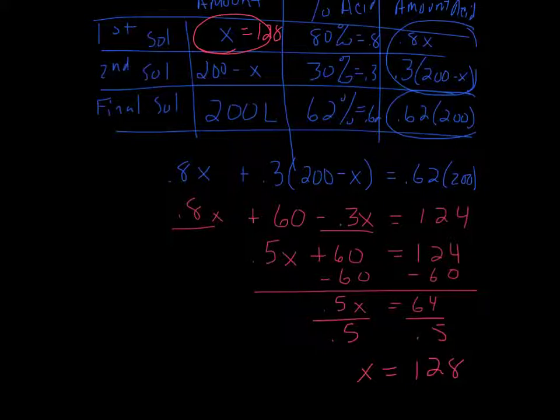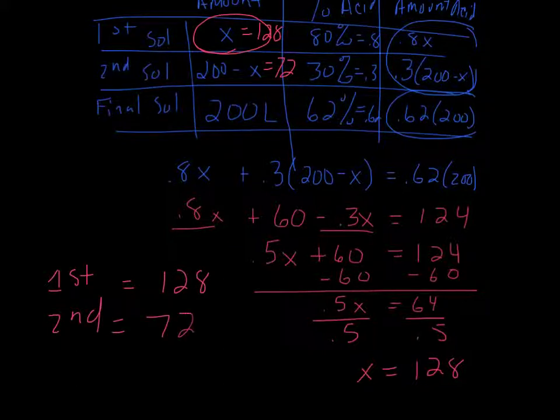Our second solution is 200 minus the first solution, right? So 200 minus 128, which will give you 72. So first is 128. Second is 72. And don't forget, those are both liters. When you get to chemistry, if you don't put those in there, they'll mark you down for all your units and stuff. So make sure you put those in there.